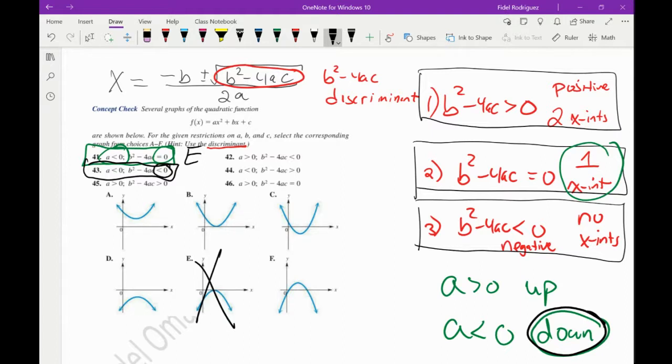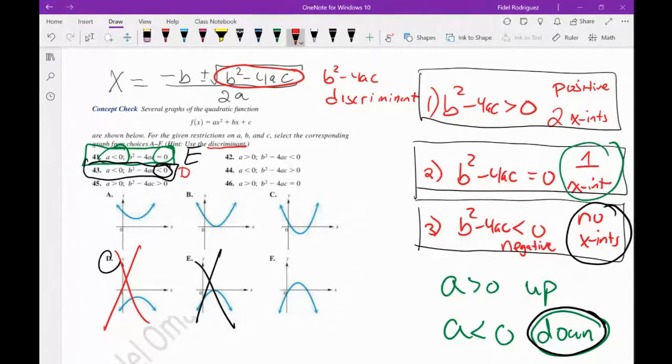Look what it tells me about the discriminant. The discriminant is less than 0. If the discriminant is less than 0, I don't have any x-intercepts at all. So let me ask you a question. Between graphs D and E, which one of those not only goes down, but it never hits the x-axis? D, right? So for 43, that's going to be choice D, right? Okay. So look, we've used that one.